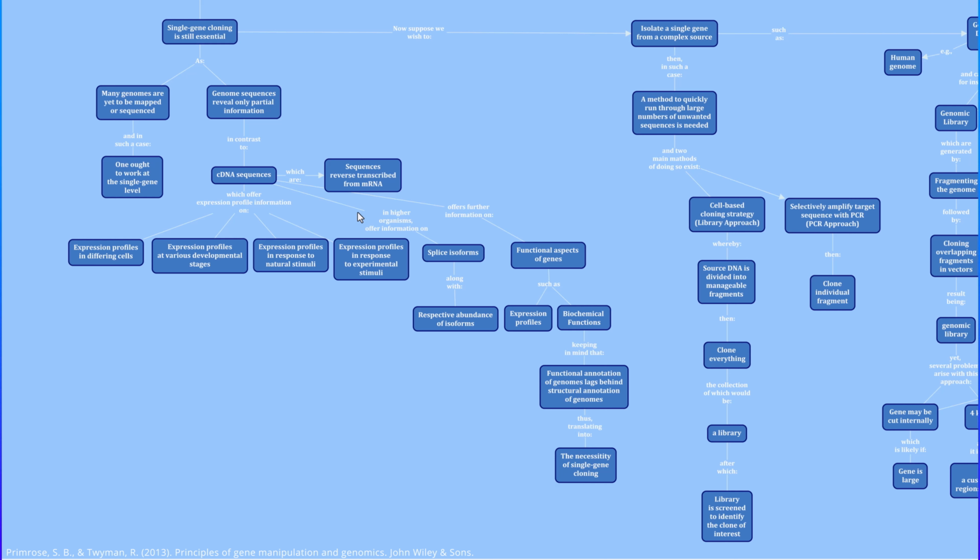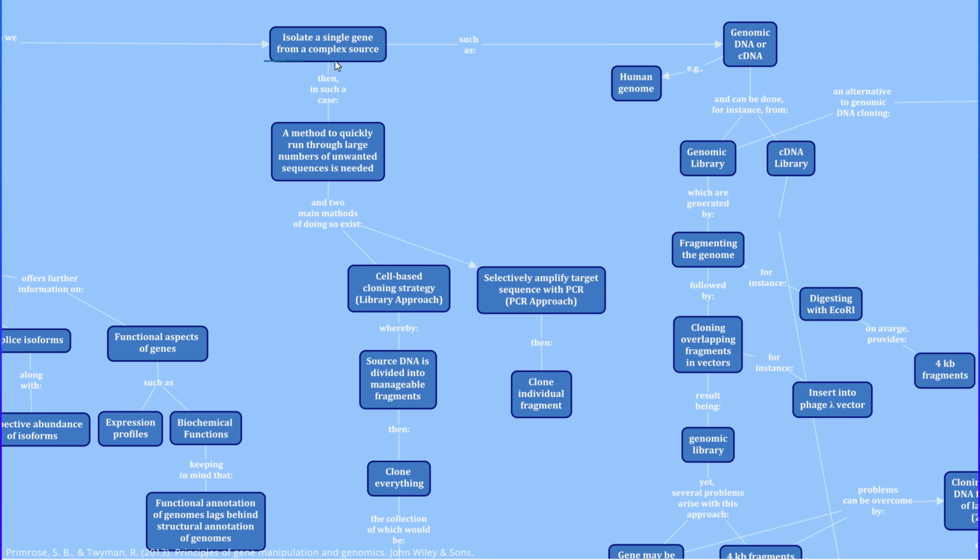In addition, in higher organisms, cDNA sequences offer information on splice isoforms along with the respective abundance of those isoforms. So you have to keep that in mind. Now, suppose that we wish to perform single gene cloning. What we have to do is isolate a single gene from a complex source. Say this complex source is genomic DNA, for example, or cDNA. And so let me discuss isolation of a single gene from a complex source.